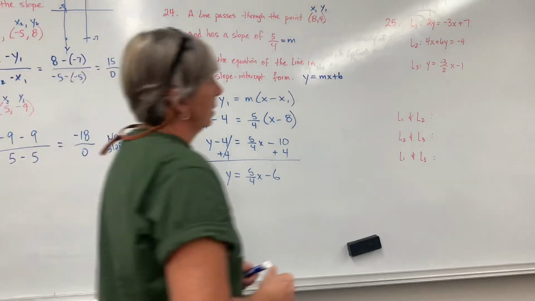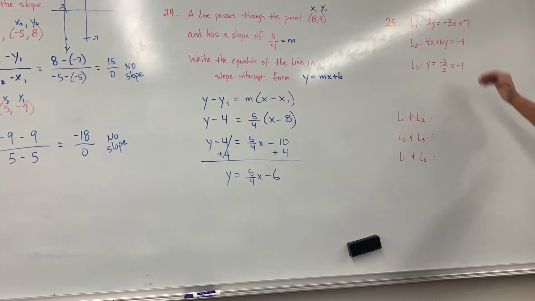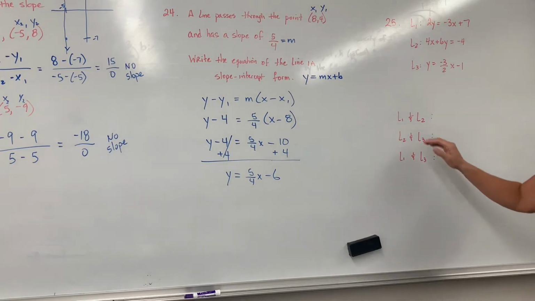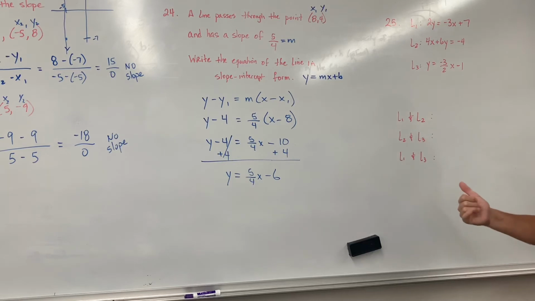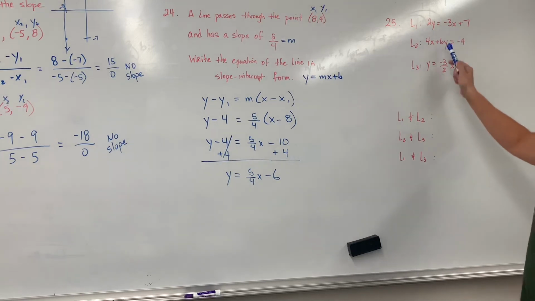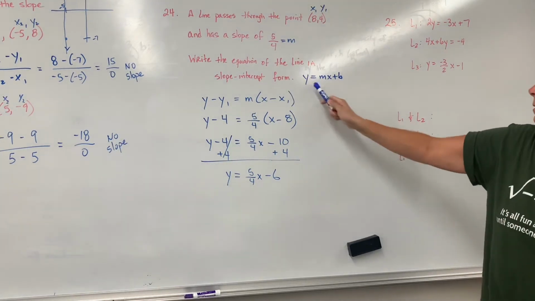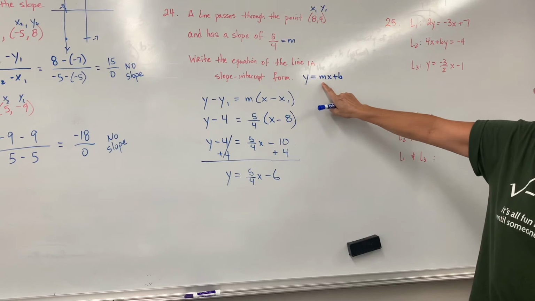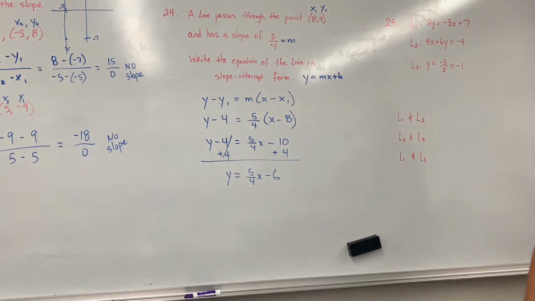Okay, the last question, they give me 3 equations of lines, and they want me to tell them if line 1 and line 2 are perpendicular, parallel, or neither, and then the same for line 2 and line 3, and then line 1 and line 3. So the way to figure this out is first you need to know everybody's slope. How do I find the slope? Well, one of the easiest ways is to get your equations in this format, and then that way the slope is identifiable as the number in front of the x.